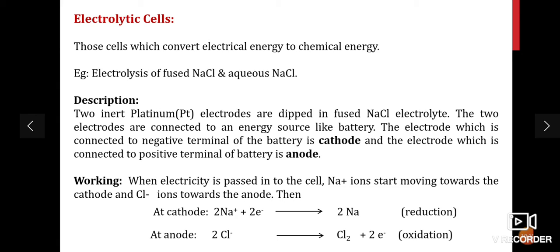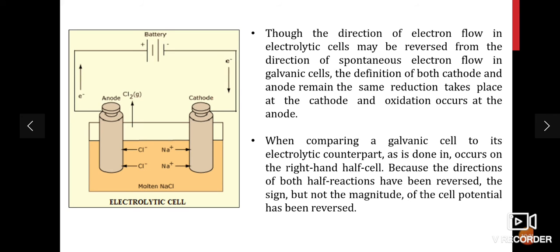Then coming to the working of electrolytic cells, when electricity is passed from the battery into the cell, sodium ions start moving towards the cathode and chloride ions towards the anode. As the anode is positive, negative ions will be attracted towards the anode. So at the cathode the sodium ion gets reduced, and at the anode the chloride ion gets oxidized. So this is the schematic diagram of an electrolytic cell.